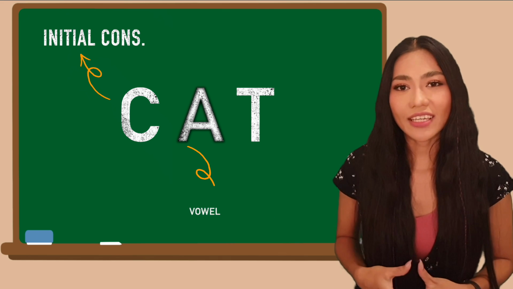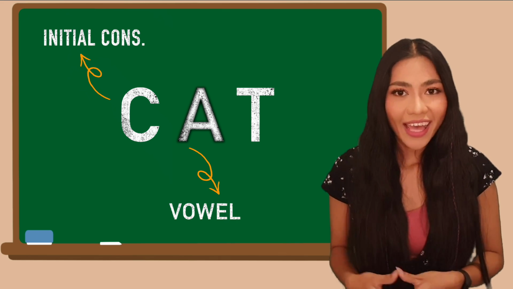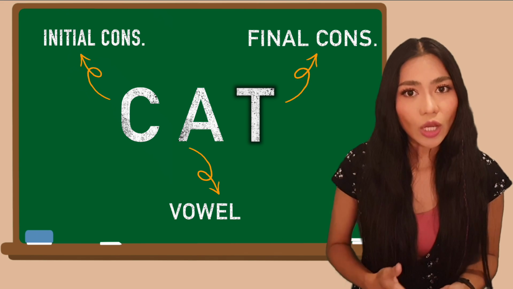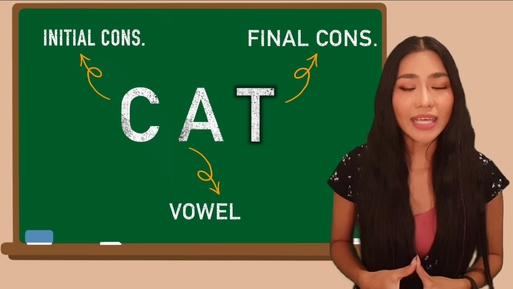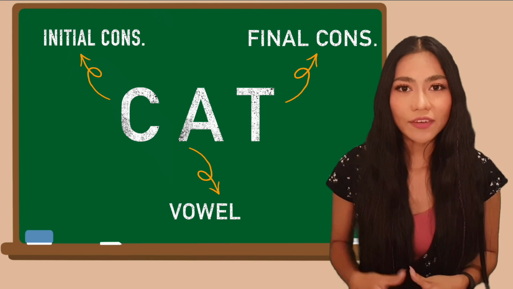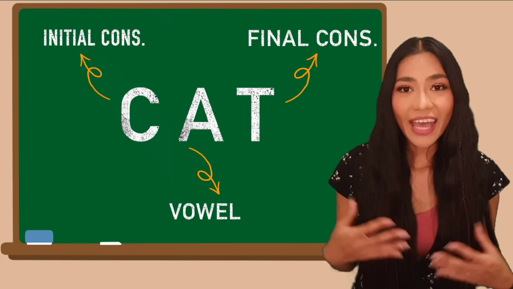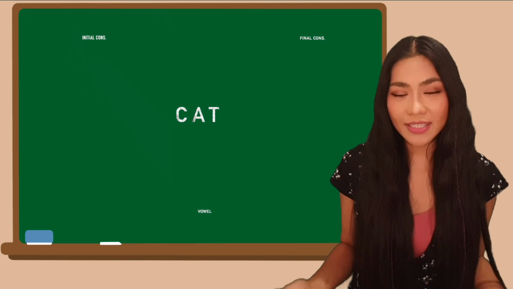And A is a vowel. In this particular word, the vowel sound is a. And then T is a final consonant. It stops the sound of the syllable. In this word, it ends with the sound T. So we have k-at, cat. And that is basically all you need in English to form a word or a syllable.